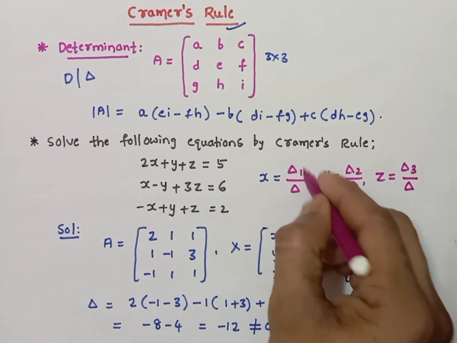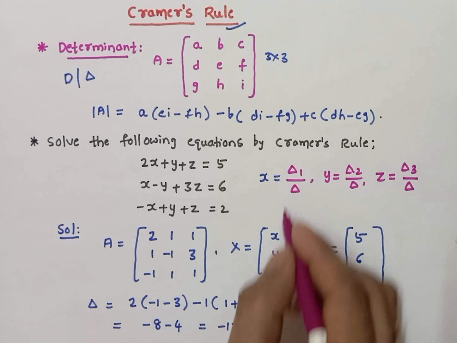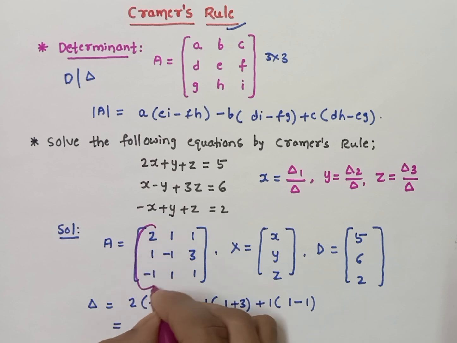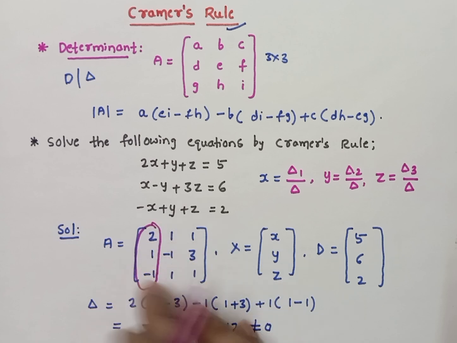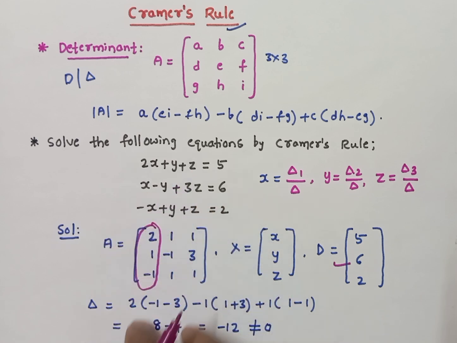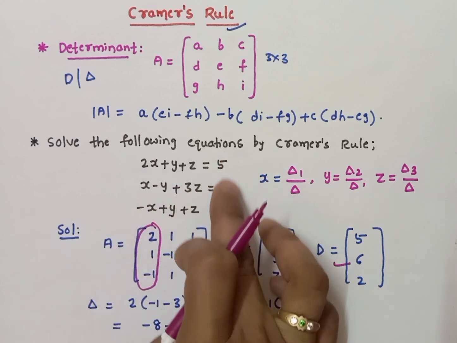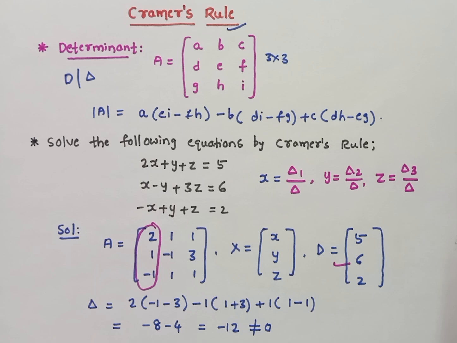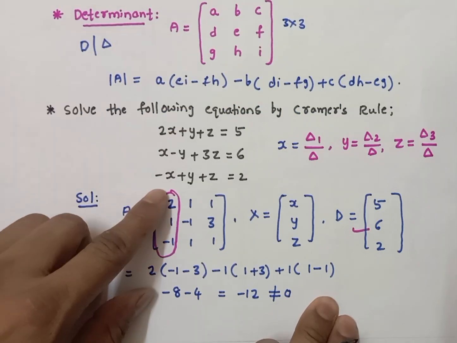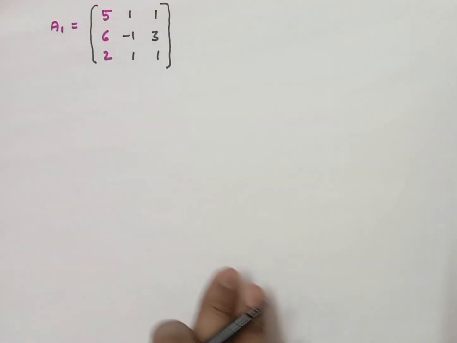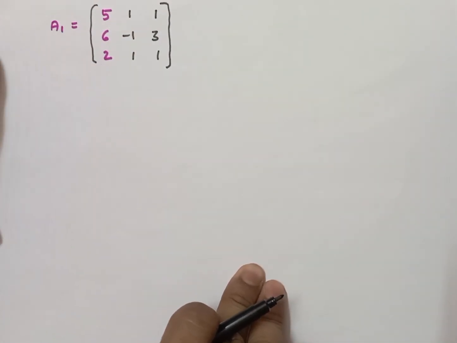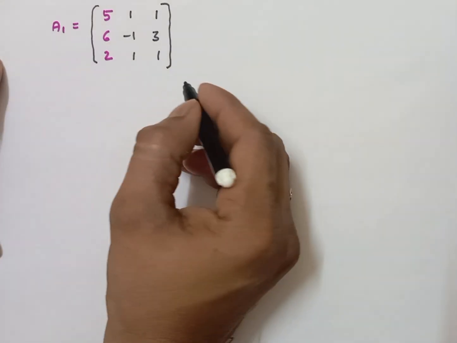Now how to find delta 1? We got the delta value. To find delta 1, from matrix A we have to replace the first column with the elements of matrix D. Replace the first column of matrix A with 5, 6, 2, the elements of matrix D. We get a new matrix A1 by replacing the first column with 5, 6, 2. Again we have to find the determinant for this.